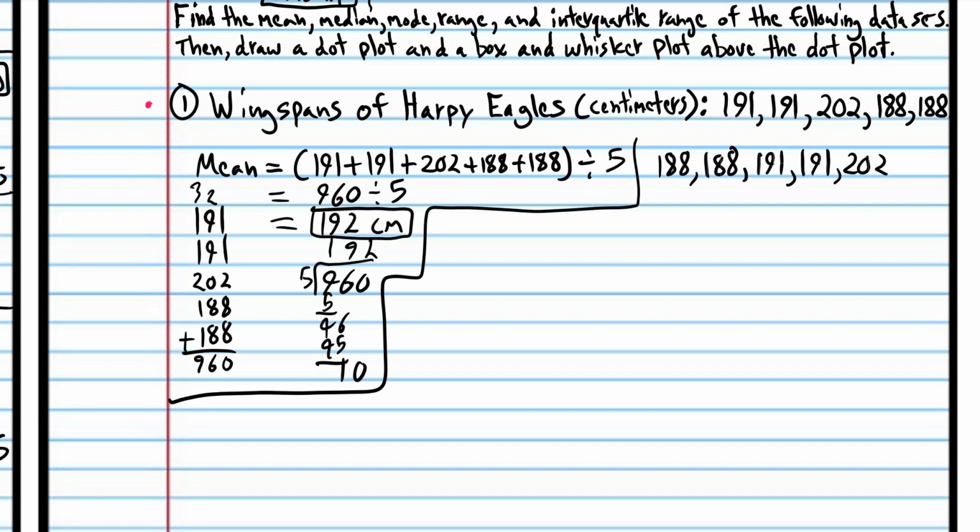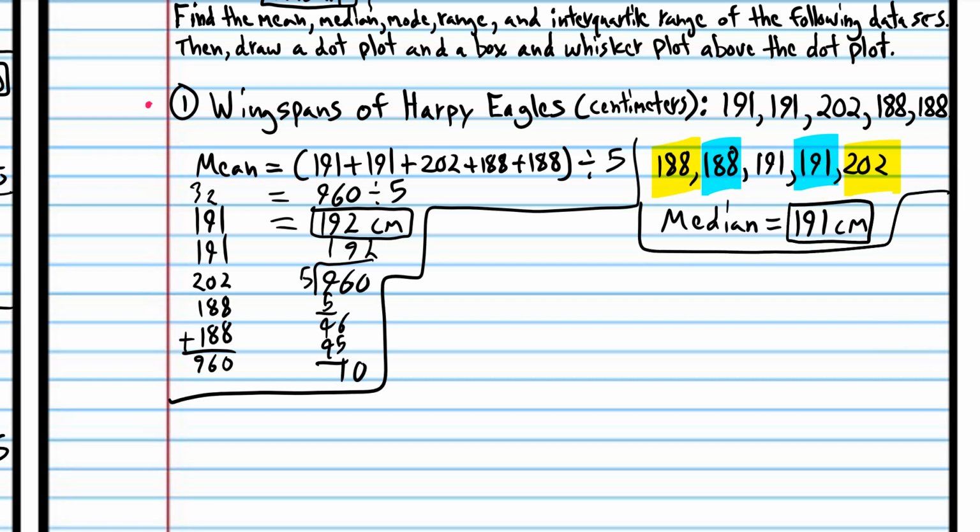And now we're going to find the middle number. We can use our pair method to block out these pairs. And then after blocking out 2 pairs, you can see the middle number is 191. So the median was really easy to find in this case, 191. But you have to write centimeters. Don't forget your units.